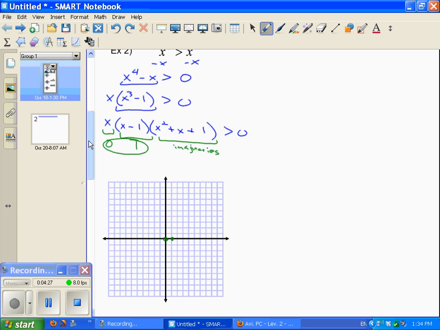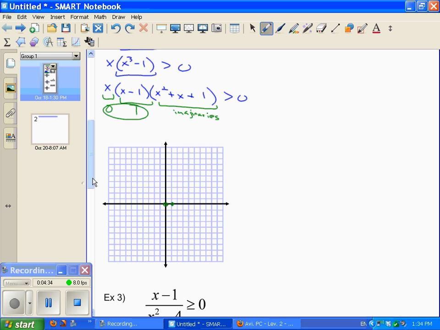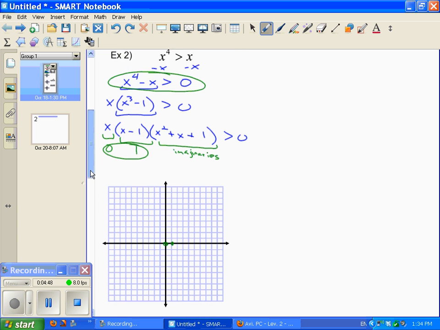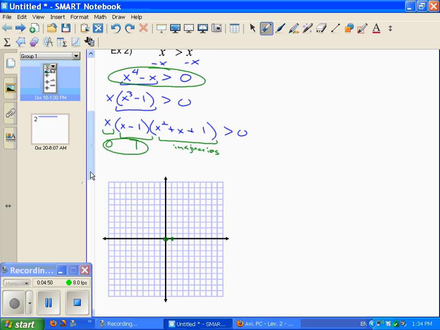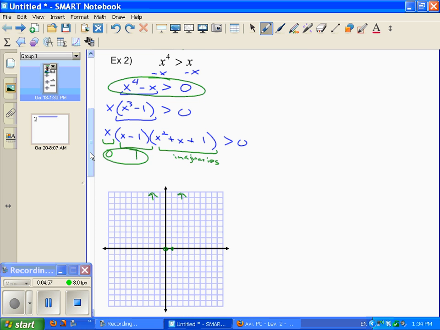Now, how many times did I get each one of those as a solution? Once. Okay, so that means it's going to cross through them. Now, if I multiplied all of this, well, actually, this was already multiplied out. If we look back at the original, highest power? 4th. So what's that mean about end behavior? It's going to look like a touchdown, like a parabola, because it's an even number. It's got to cross this one and it's got to cross that one.